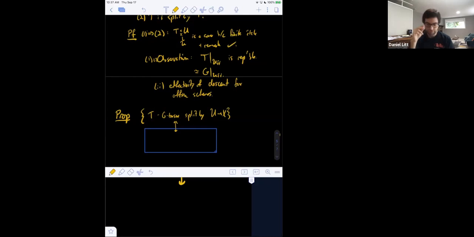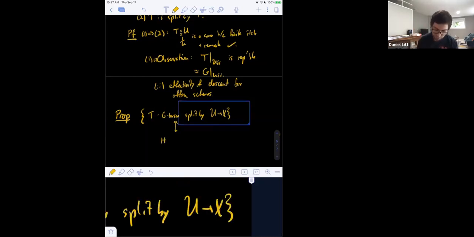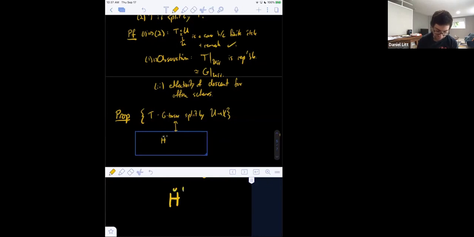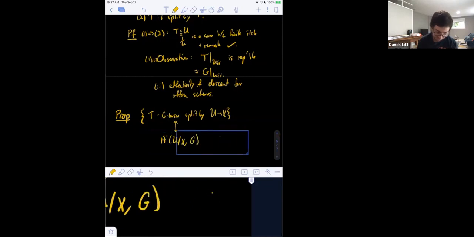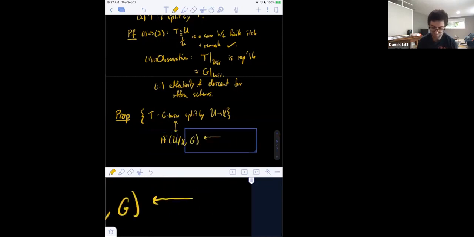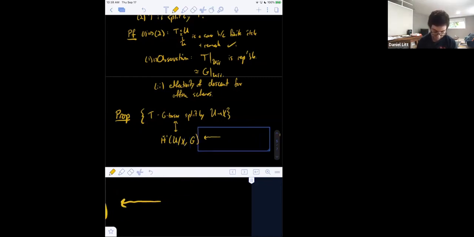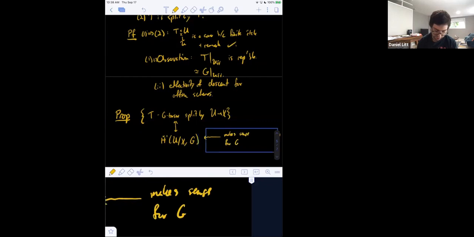H1 with G coefficients. Yeah, so here there's a U here, right? So it better reference U, but you're right. So it's the Czech H1 of U over X with coefficients in G. And maybe it's worth remarking, I only defined Czech cohomology with coefficients in an abelian sheaf. But this makes sense for G, just any sheaf of groups.